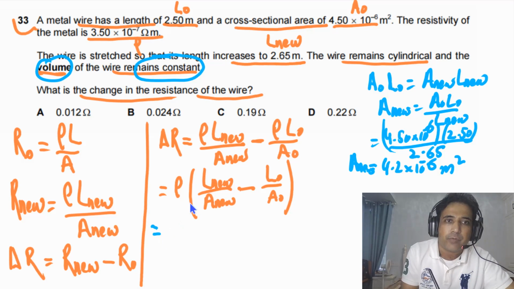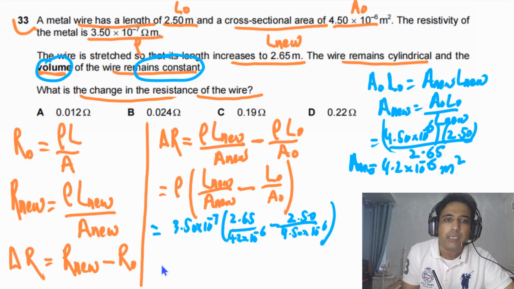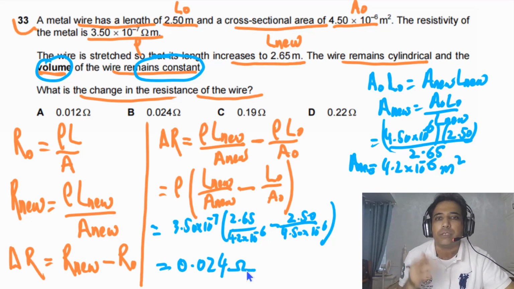Now simply we need to plug in values. Resistivity is 3.50 times 10 to minus 7. We have L new, that is 2.65, divided by A new, that is 4.2 times 10 to minus 6, minus L naught, that is 2.50, divided by 4.50 times 10 to minus 6. If we solve this one, we will get our final answer, that is 0.024 ohms. So this is the change in resistance. So this is how you can figure it out.